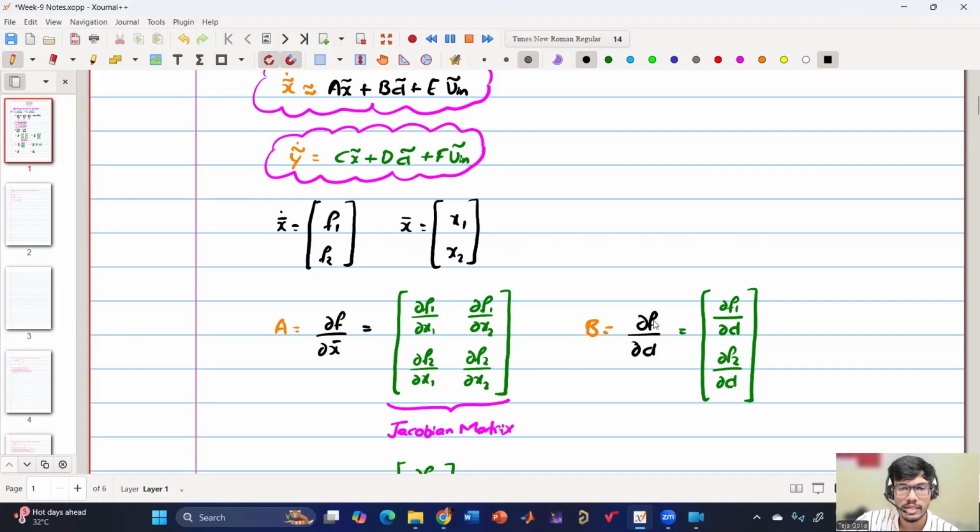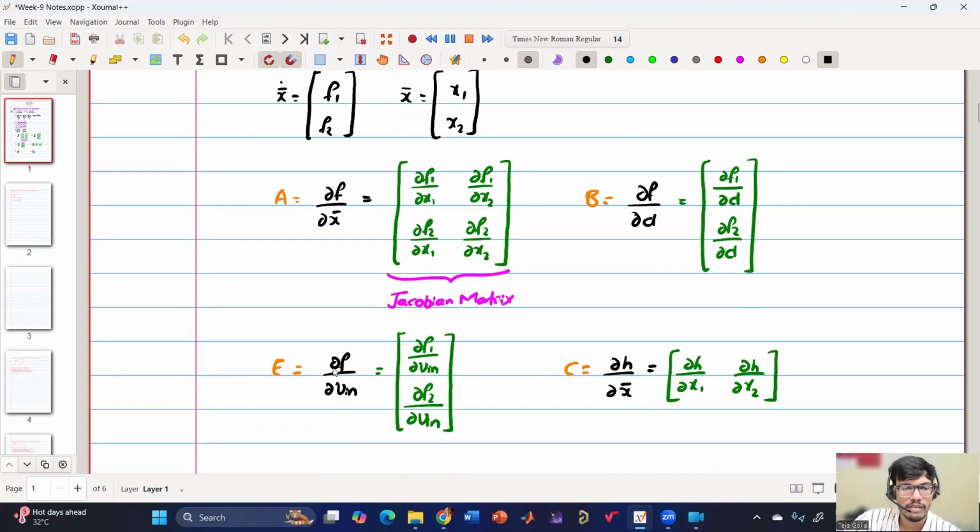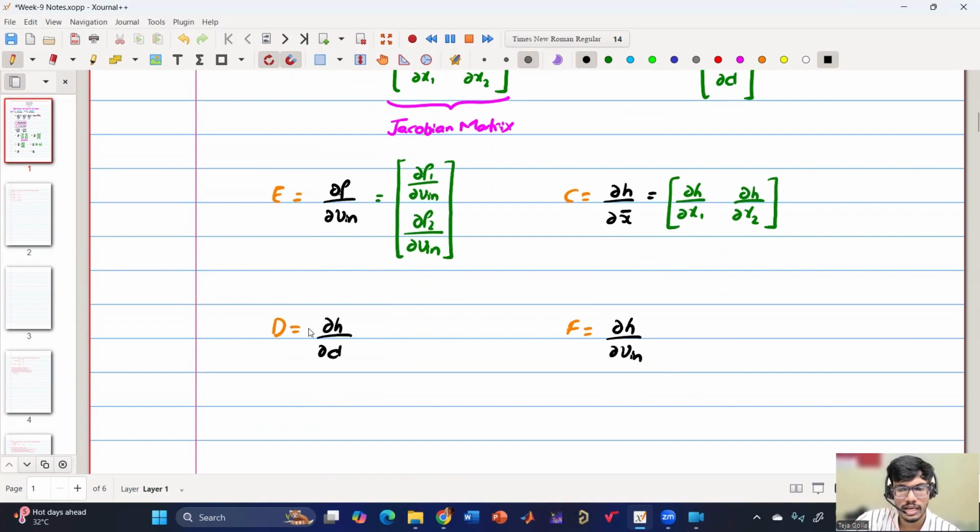Similarly, B is a vector differentiated with a scalar, so we'll get dou f1 by dou d, dou f2 by dou d. Similarly, for E we'll get dou f by dou v. f is a vector, so we'll get a column matrix. For C, it's dou h by dou x. h is scalar, x is vector, so we'll get a row matrix. D and F are scalars differentiated with scalars, so we'll get single quantities. So is this clear until this point? Then we'll move to the next topic.